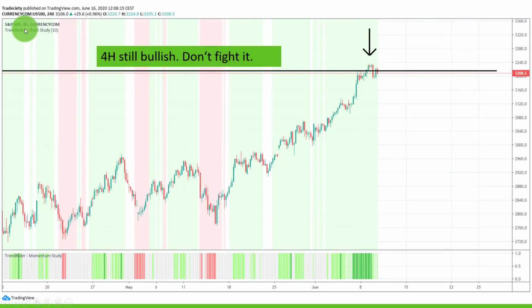Now we go to the 4-hour time frame, and we can see the histogram is green, the background color is green, so we are not doing anything. It is still bullish. Don't fight it. Listen to the trend rider.